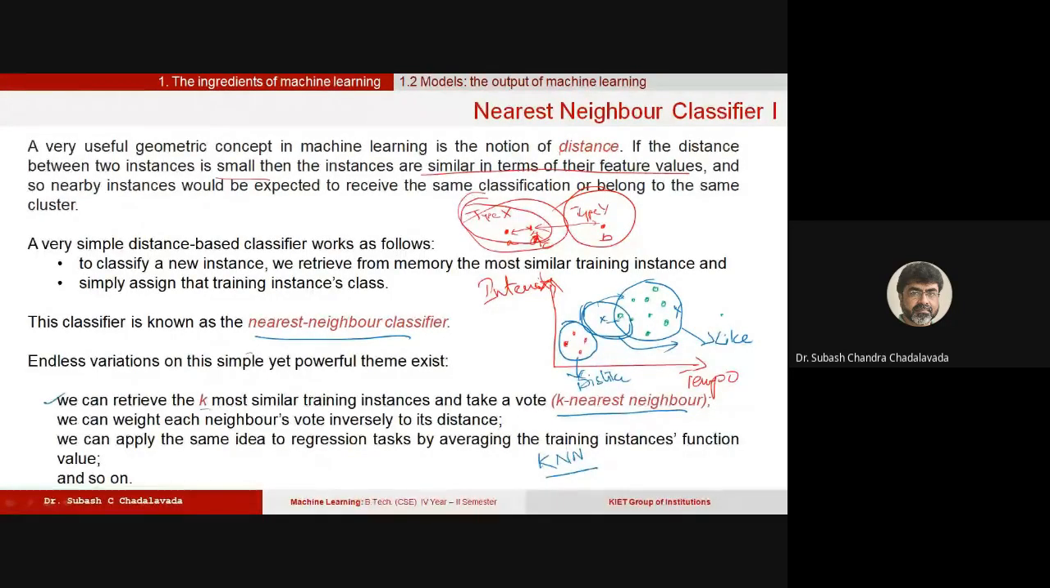And depending on the weight or certain feature, the size of certain feature, you put similar instances of similar k value into the same class, or we can weight each neighbor's vote inversely by its distance, right? Then we can apply the same idea to regression tasks by averaging the training instances' function value.